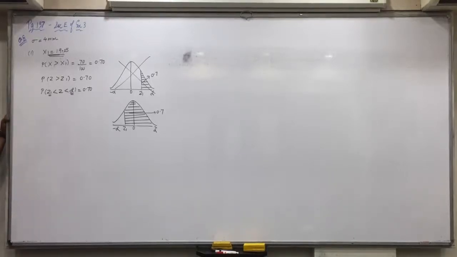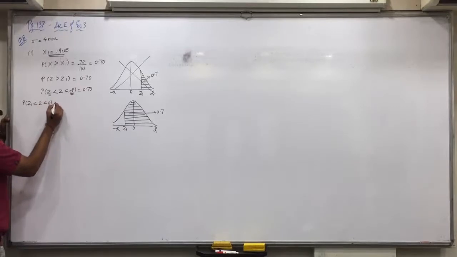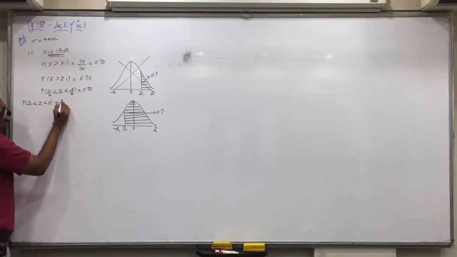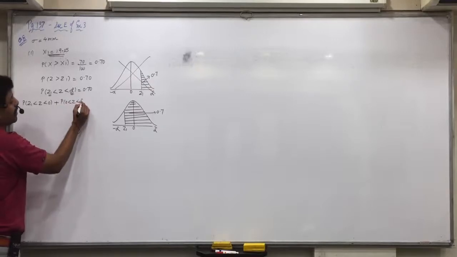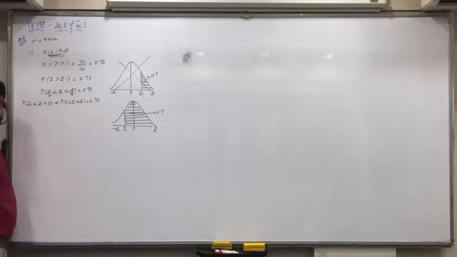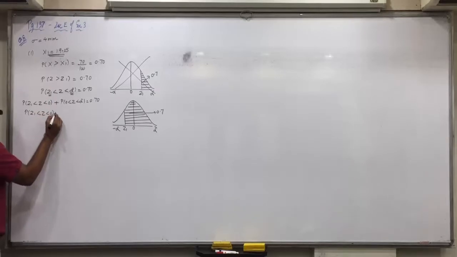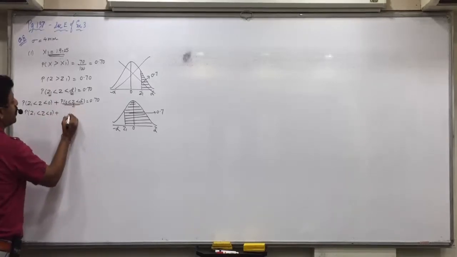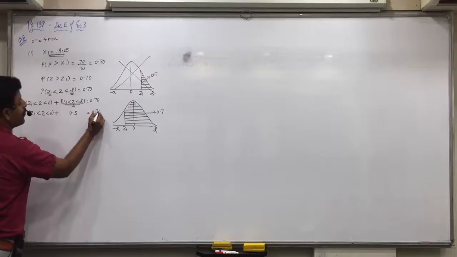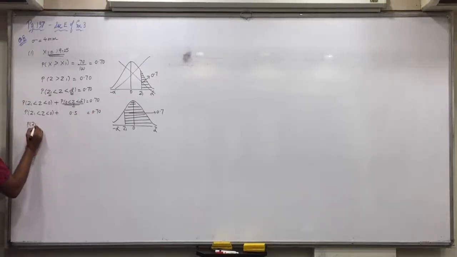Yes. Now this second diagram, how would we express? P of Z1 less than Z less than 0 plus P of 0 less than Z less than infinity is 0.7. Further, P of Z1 less than Z less than 0 plus 0.5, now we know 0 to infinity is 0.5. Further, P of Z1 less than Z less than 0 is equal to 0.2.